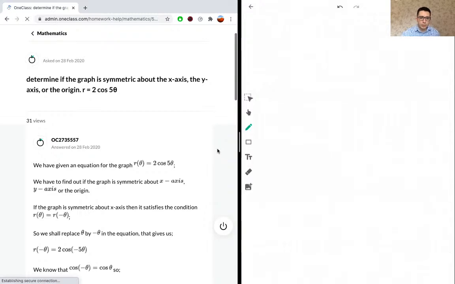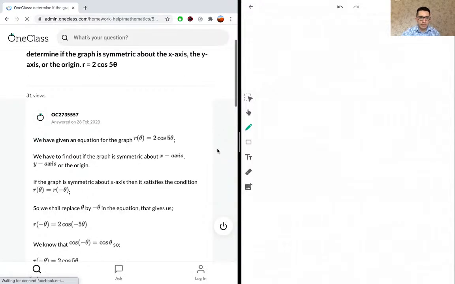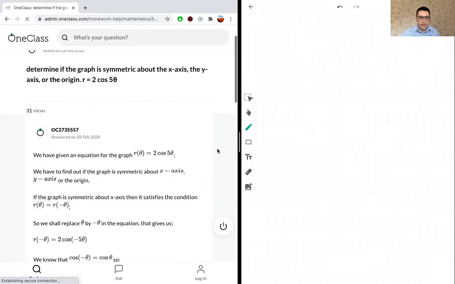Alright, so this question asks us to determine if the graph is symmetric about the x-axis, the y-axis, or the origin, for the equation r equals 2 cos 5 theta.